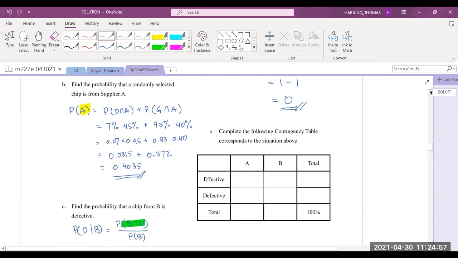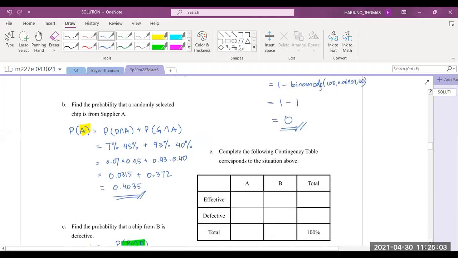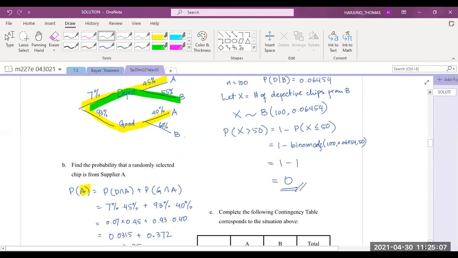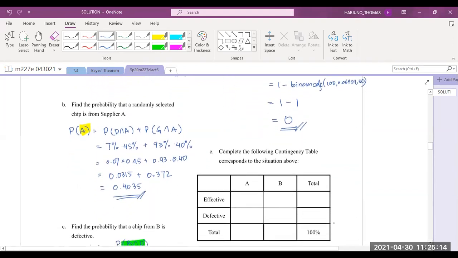Basically, can you convert the probability tree that you had earlier now to a contingency table? We have 2 types of branching. The first branching is about effective or defect. The second branching is from A or B. Okay, now we know 7% are defect, right? So this is 7% here. The effective one is therefore 93%.